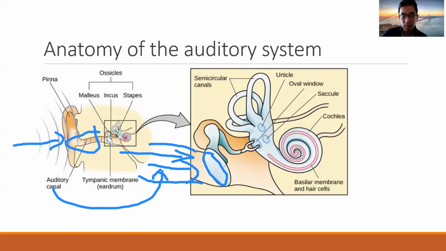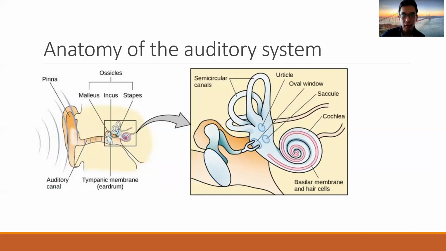The eardrum connects to some bones. There are three bones here. They are called ossicles. There are three kinds of ossicles: malleus, incus, and stapes. So this is the malleus, this is the incus, and this is the stapes. Three kinds of bones. So the eardrum, three kinds of ossicles, and the three ossicles connect to this part.